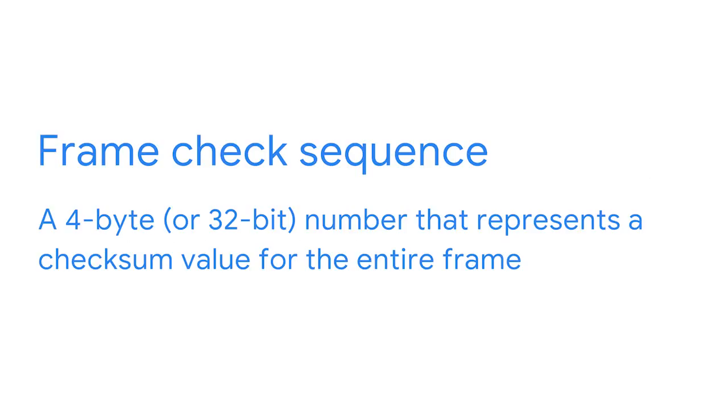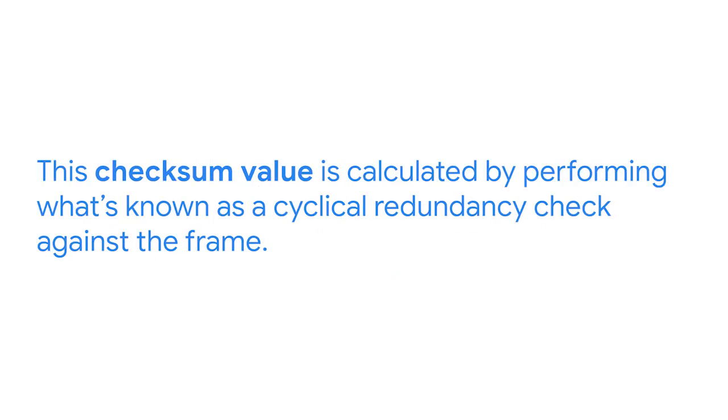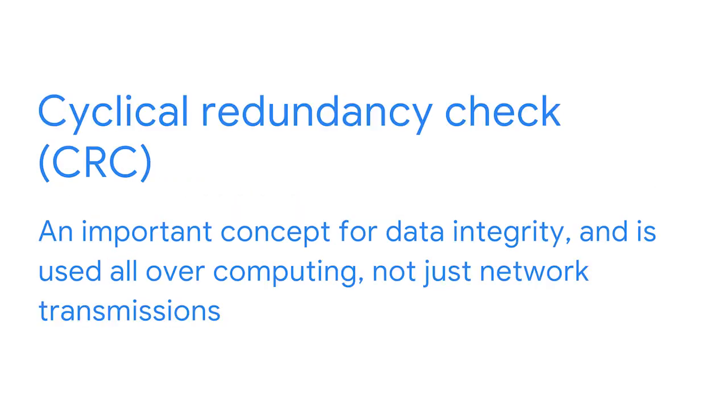This is a 4-byte or 32-bit number that represents a checksum value for the entire frame. This checksum value is calculated by performing what's known as a cyclical redundancy check against the frame. A cyclical redundancy check, or CRC, is an important concept for data integrity and is used all over computing, not just network transmissions. A CRC is basically a mathematical transformation that uses polynomial division to create a number that represents a larger set of data. Anytime you perform a CRC against a set of data, you should end up with the same checksum number. The reason it's included in an Ethernet frame is so that the receiving network interface can infer if it received uncorrupted data.